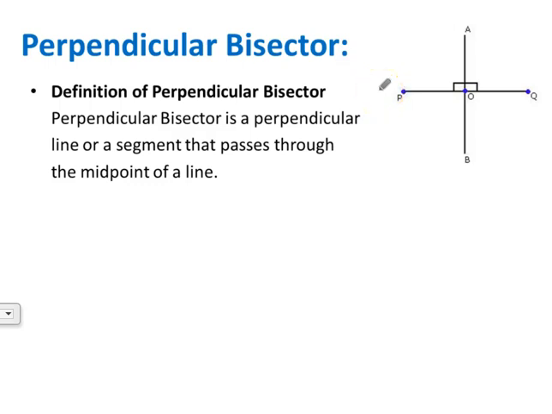All right, so we did a little bit of a review of what a bisector is. And now we're going to combine bisector with another term that we've learned in the past, perpendicular. So perpendicular bisector. And it is what it sounds like. So the definition of a, let me start over again there.